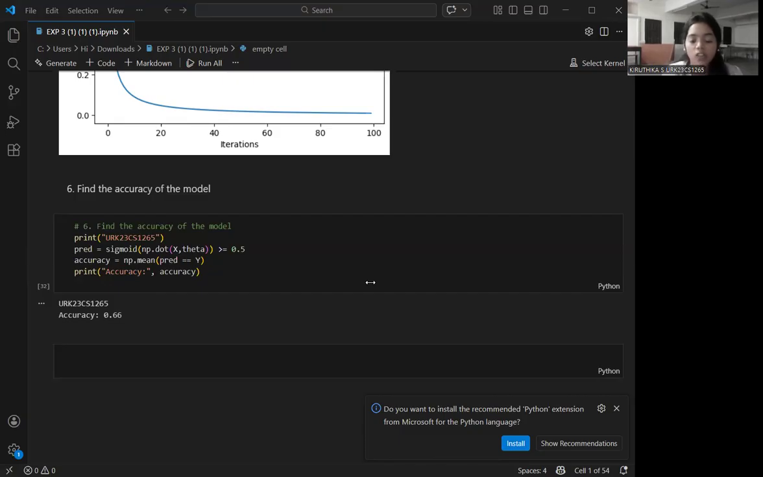And finally, logistic regression is used for classification problems. In this experiment, I trained the model using gradient descent and evaluated the performance using accuracy.